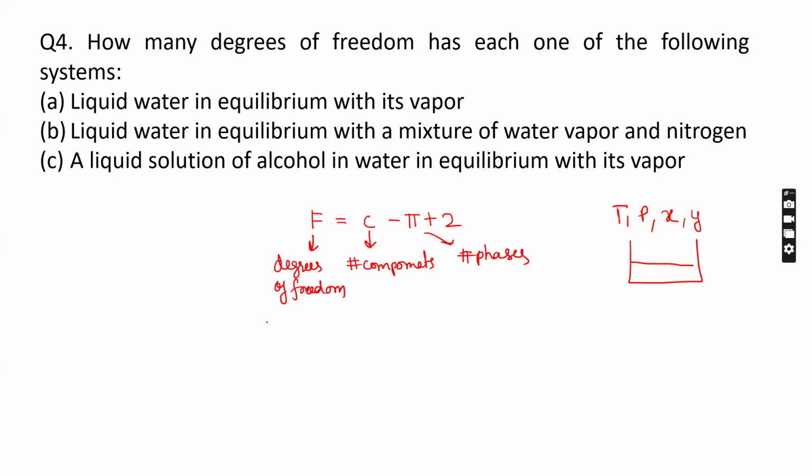Okay, consider here liquid water in equilibrium with its vapor. For this, if we solve, F is equal to, the component is only water. Okay, 1 minus pi. So there are liquid state and vapor state, 2 phases, plus 2 is equal to 1. So we need to know at least one of the T and P here.